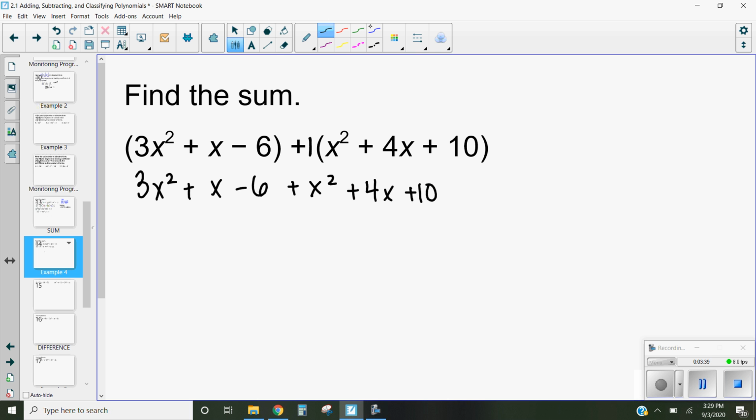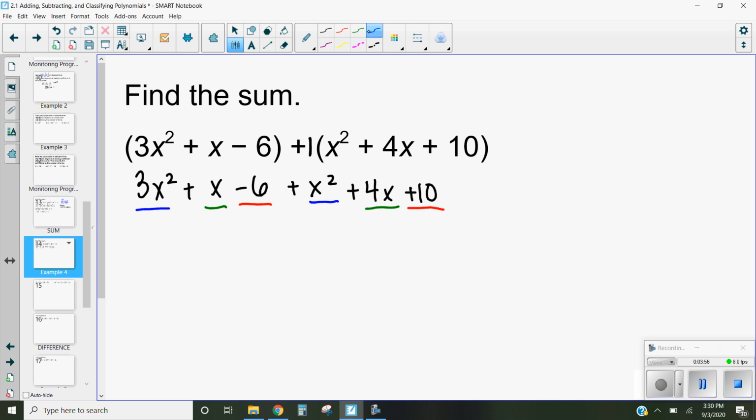Now I want to group these based on whether or not they have the same degree, so we can write this in standard form. So this is a degree 2, this is a degree 2, this is a degree 1, this is a degree 1, and this is a degree 0, this is a degree 0.